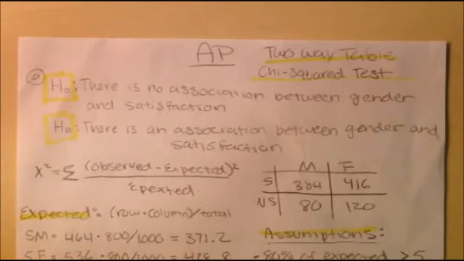Part A of the question asks, using a significance level of 0.05, conduct an appropriate test to determine if, for adult residents of this county, there is an association between gender and whether or not they were satisfied with the services offered by the hospital.